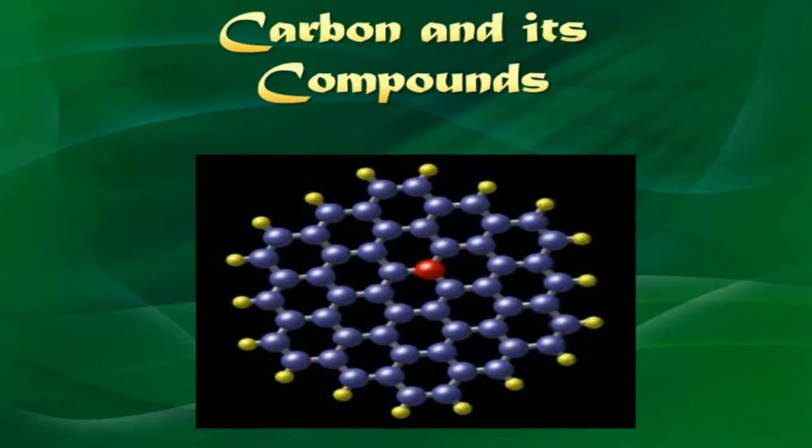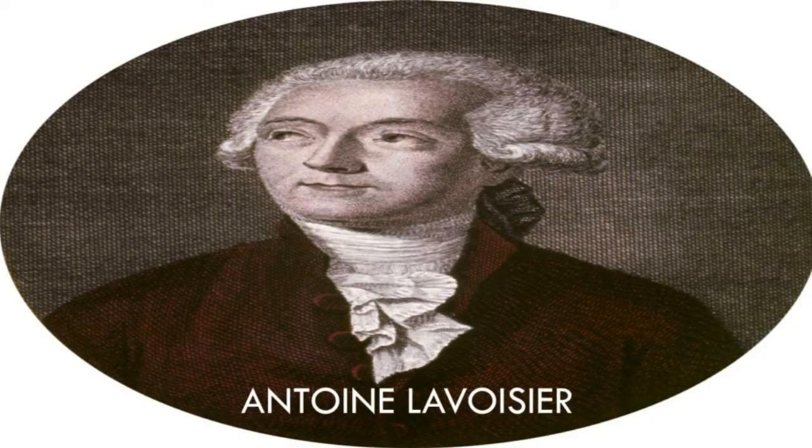Hello children, today we are going to learn Unit 15 Carbon and its compounds. Carbon is one of the most important non-metallic elements. Antoine Lavoisier named carbon from the Latin word carbo, meaning coal. This is because carbon is the main constituent of coal. Coal is a fossil fuel developed from prolonged decomposition of buried plants and animals. So, it is clear that all life forms contain carbon.